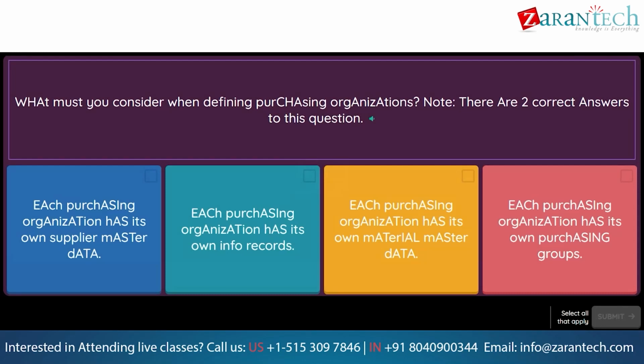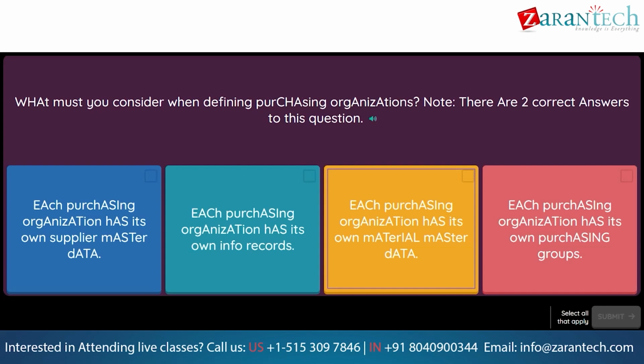Question: what must you consider when defining purchasing organizations? Note, there are 2 correct answers to this question. Option 1, each purchasing organization has its own supplier master data. Option 2, each purchasing organization has its own info records.